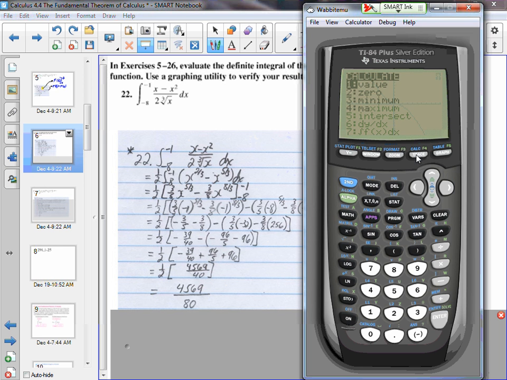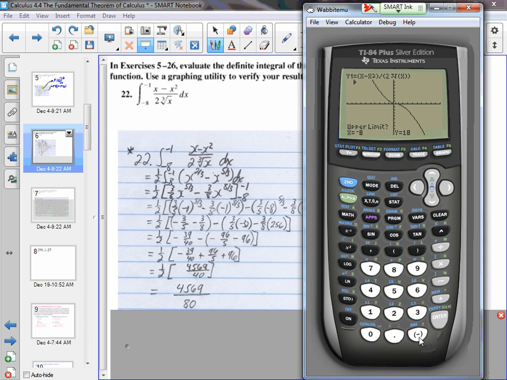All right, so then we go to the integral. Lower limit is -8. Upper limit is -1. I don't know if that's right. So it's 57.1125. You typed something in wrong.